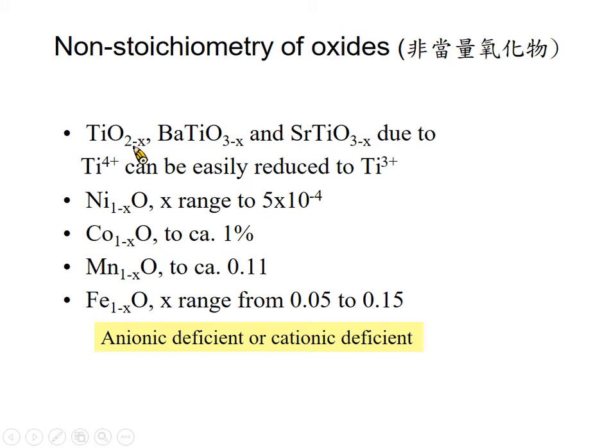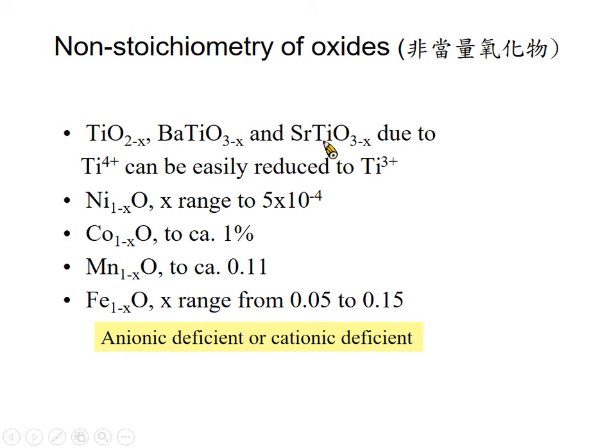However, we can always have TiO2 minus x. It means a little bit less oxygen in some cases. In normal conditions, Ti4+ can be easily reduced to Ti3+. So TiO2 should be written as TiO2 minus x to represent the real condition of your titanium material. Same thing for barium titanate and strontium titanate.